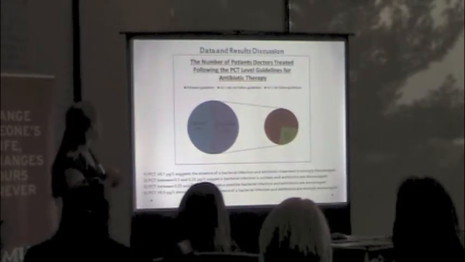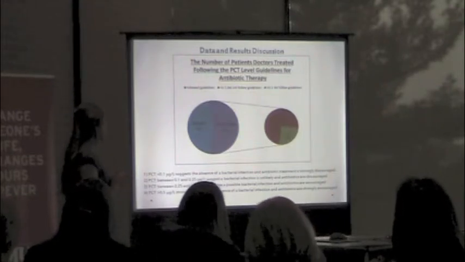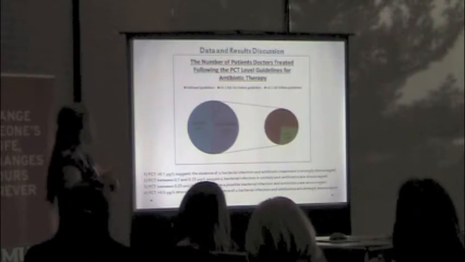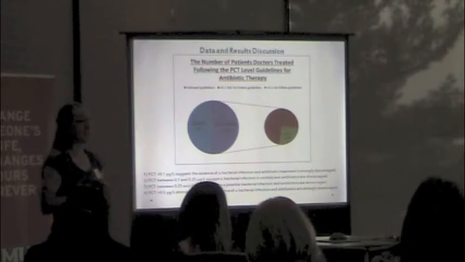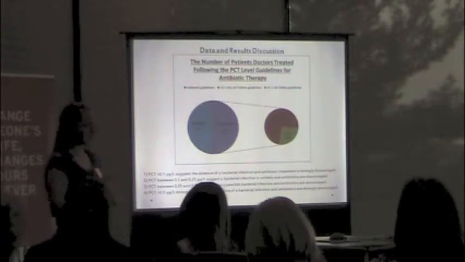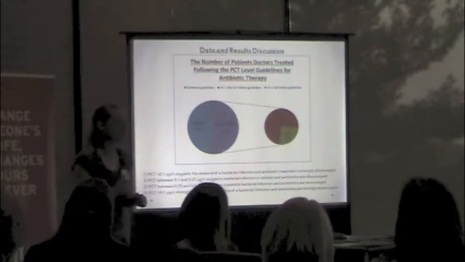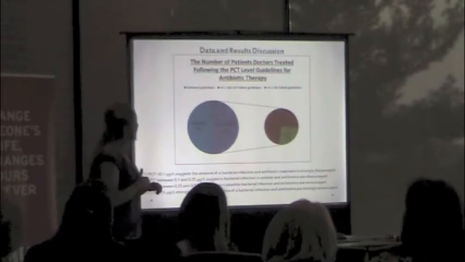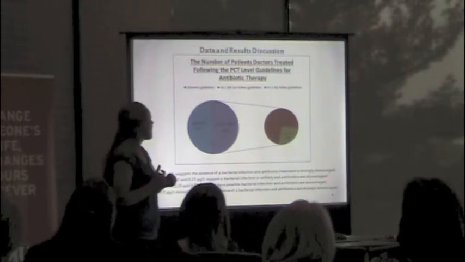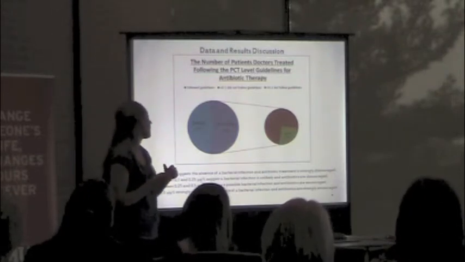I found that 45% followed the guidelines. So 45% of the doctors did treat patients according to the guidelines listed below. So that means that if it was less than 0.25, they did not use antibiotics, and if it was above 0.25, they were using antibiotics. Now, I extrapolated out those that did not follow the antibiotic therapy, and I have it listed as 41% were less than 0.1, and 40% were greater than 0.1.